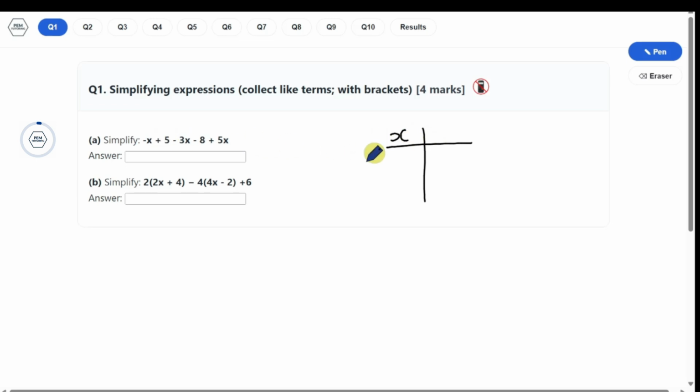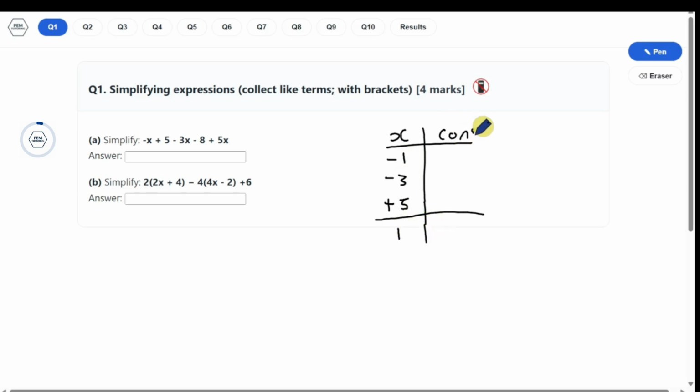So for the x terms we have minus 1. There's a minus 1 there, it's not written there. And you have minus 3, and you have positive 5. So let's just put positive 5 there. So if we simplify this, minus 1 minus 3 is minus 4, and then minus 4 plus 5 will give us 1. Now we look at the constants.